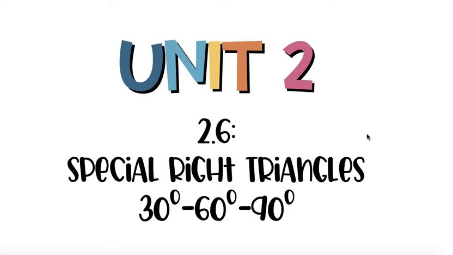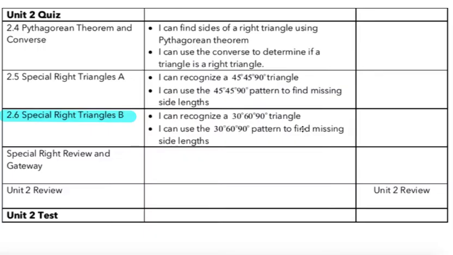Okay, this is Unit 2, Section 2.6, our special right triangles, Day 2. We're going to look at 30, 60, 90. This will wrap up our unit. We will talk about what a special right triangle review and gateway looks like, as well as what we're going to do for this unit review and test.